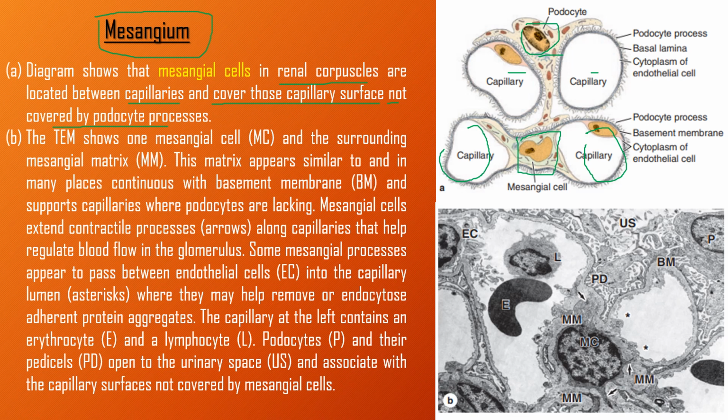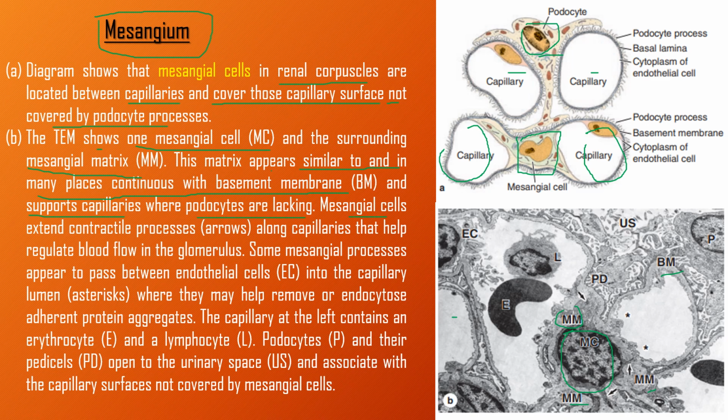This image shows one mesangial cell. This is the mesangial cell, and surrounding it is the mesangial matrix. As you can see here, this is the mesangial matrix. This matrix appears similar to and in many places continuous with the basement membrane. As you can see here, it is continuous with the basement membrane and supports capillaries where podocytes are lacking.